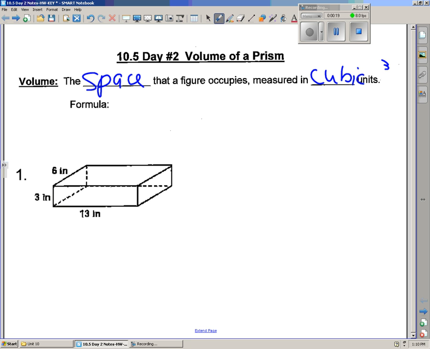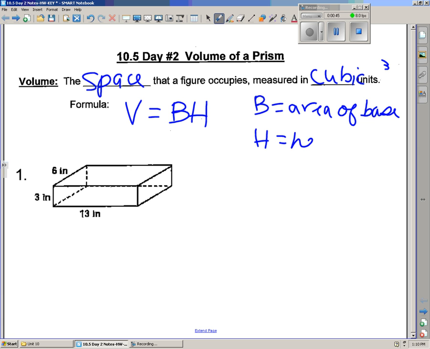So the formula is going to be the same for all prisms, but it's going to turn into something a little bit different depending on what the bases are. In other words, the formula for the volume of any prism is big B times big H. Big B equals the area of the base. That base might be a rectangle, a triangle, a square, who knows. Big H is equal to the height of the solid. It's going to be that line segment or edge that connects one base to the next.